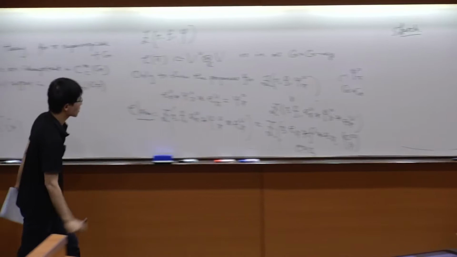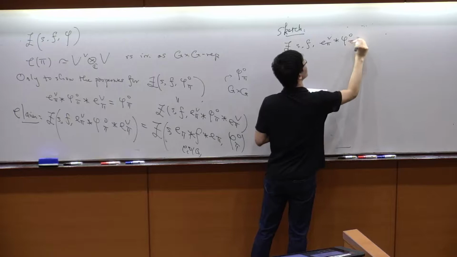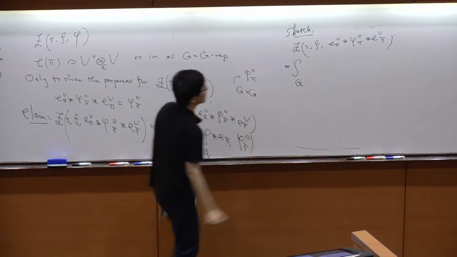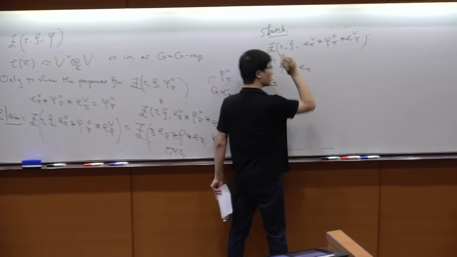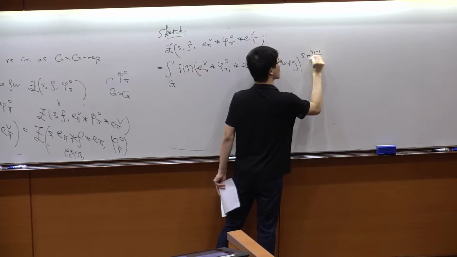Let me briefly give you the sketch. Let's just write down everything by definition. By definition, this is the following zeta integral whenever the real part of s is sufficiently large. It's the integral of f(g) and e_π̌ convoluted with φ₀^π convoluted with e_π̌ (g), times |det g|^(s ± 1/2) dg.